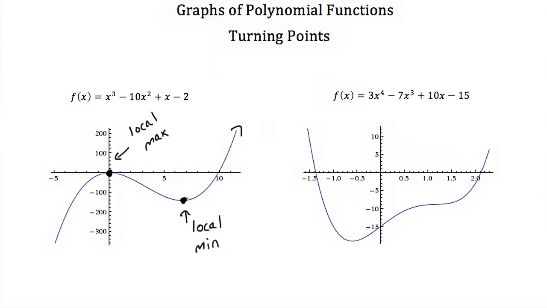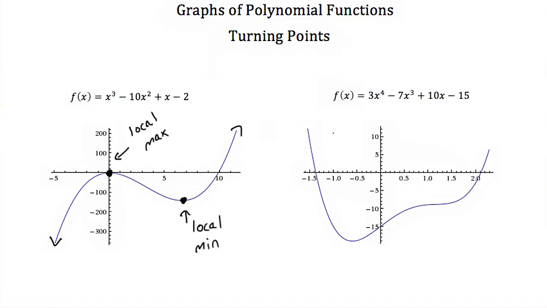And then this isn't the smallest value or the minimum value of our function because this end of the function heads in the negative value in the y. That's why they're called local max or local min, because they're just larger or smaller than the surrounding points on either side of them.